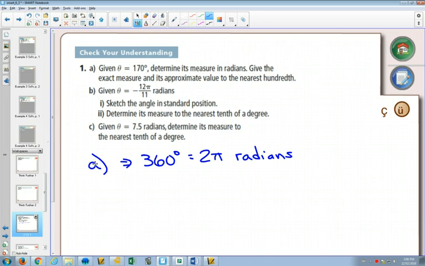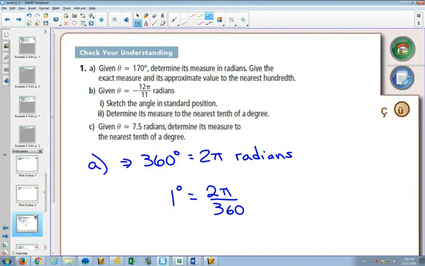If we wanted to find out what 170 degrees was, can you see that it would be easy to take this idea and get 1 degree first by dividing both sides by 360? So we know that 1 degree is 2 pi over 180 radians. Sorry, 2 pi over 360. I started simplifying before I wrote it out.